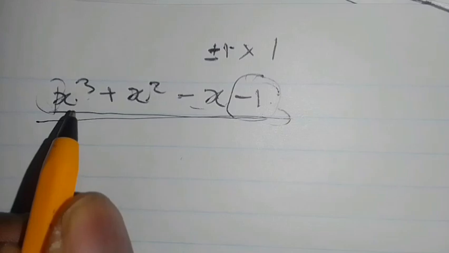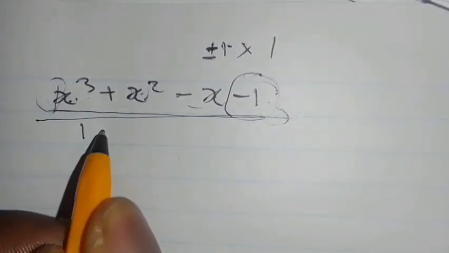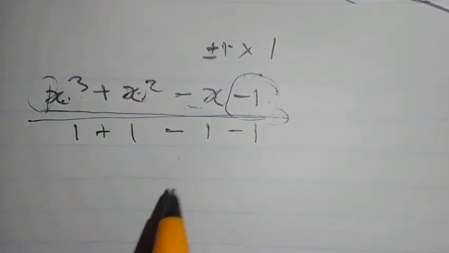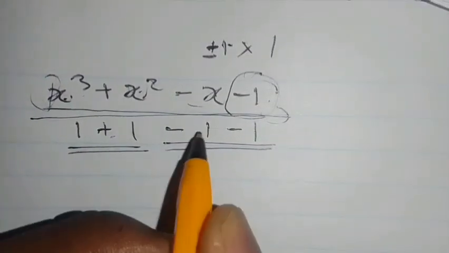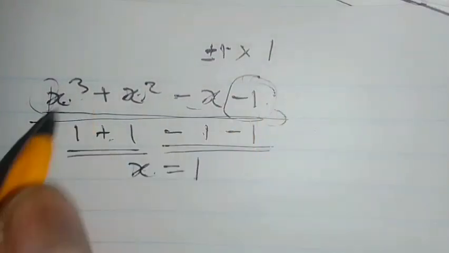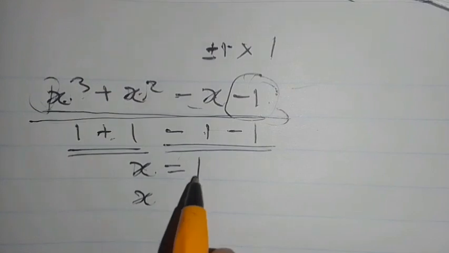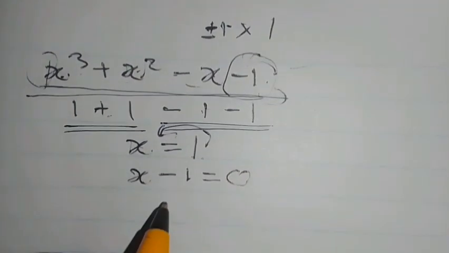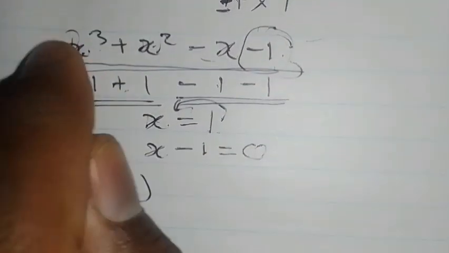If x equals 1, that means that we'll have 1 cubed, it's 1, and 1 squared, it's 1, and we'll have 1 here, and then we'll have 1 there. Notice that this will be minus 2, and this will be positive 2, and positive 2 minus 2 will be 0. So that means that x equals 1 will be a solution of this if it was said to be equal to 0. And if you take this 1 to the other side, you'll have x minus 1 equals 0. And from there, you'll have x minus 1 as a factor of this whole thing.